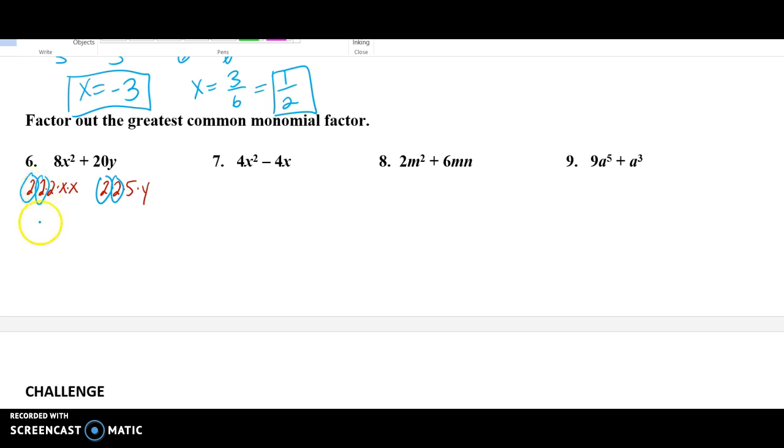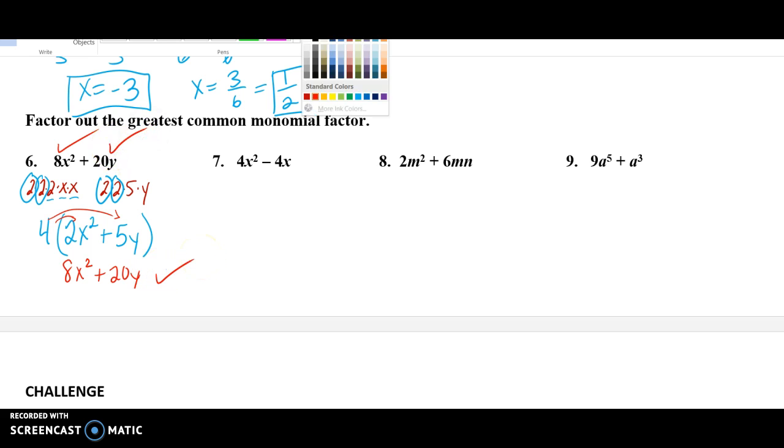So if we have a 2 times a 2, that'll give us a 4. And then inside the parentheses, we have a leftover 2 times x, which is 2x squared, plus, then we have a 5 times a y, and that's 5y. And remember, you can go back and distribute this 4 to check your answer. So if I did 4 times 2x squared, it would be 8x squared, and that's what I have here. And if I did 4 times 5y, it would be plus 20y, and that's what I have up here. So that's how you can make sure you're doing it right.